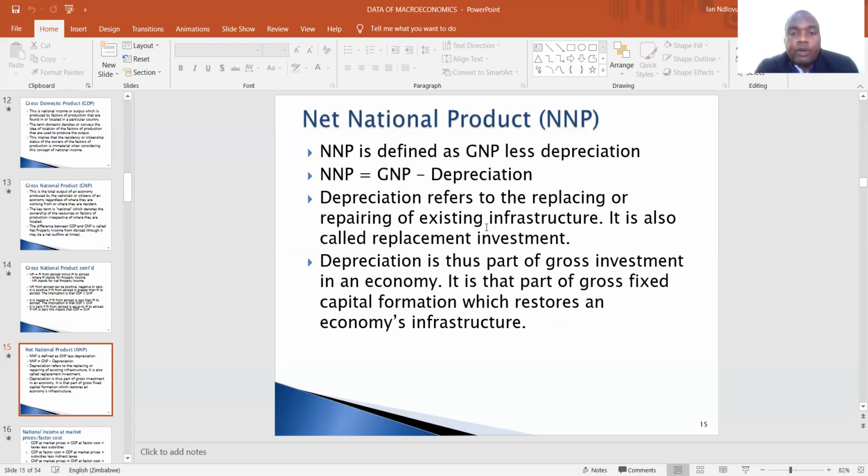How about net national product? Net national product is simply GNP, the concept that we covered previously, minus depreciation. What is depreciation? Depreciation refers to the replacing or repairing of existing infrastructure in the economy. It is also called replacement investment. Depreciation is thus part of gross investment in any given economy. It is that part of gross fixed capital formation or gross investment which restores an economy's infrastructure.